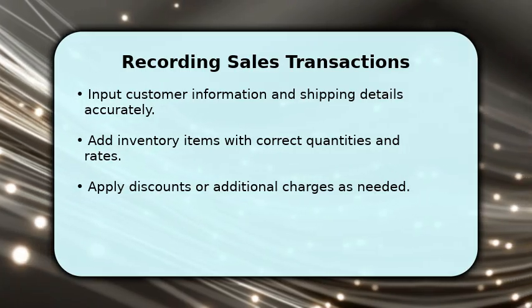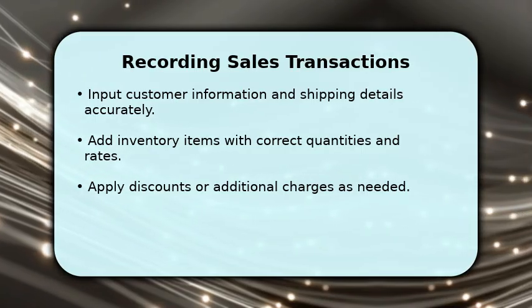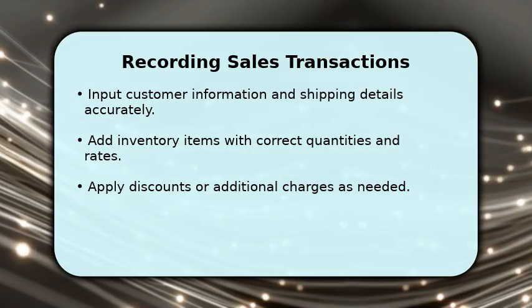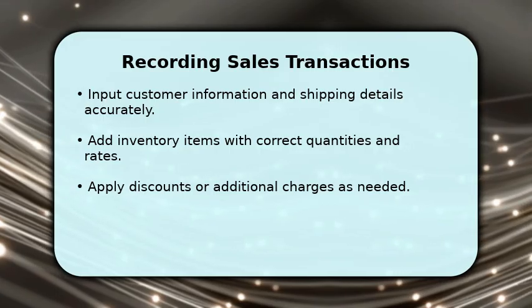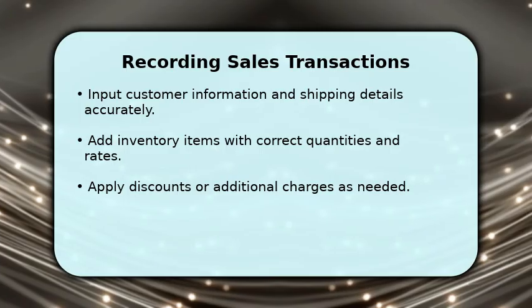Next, select the items being sold, specifying their quantities and unit rates. Tally will automatically calculate the total. Remember to include any applicable discounts or extra charges to reflect the final amount.